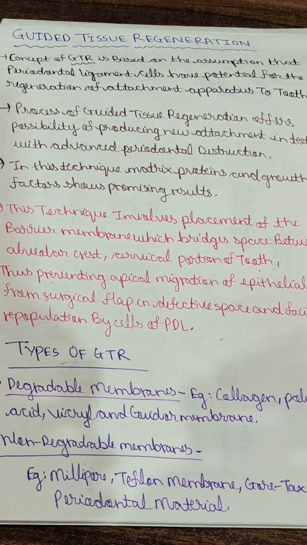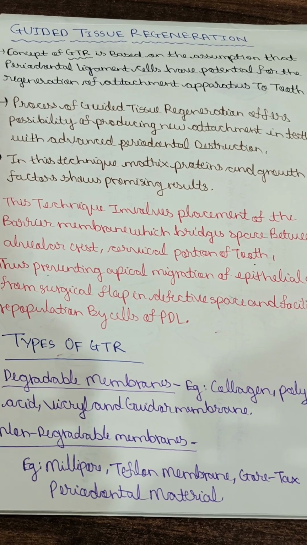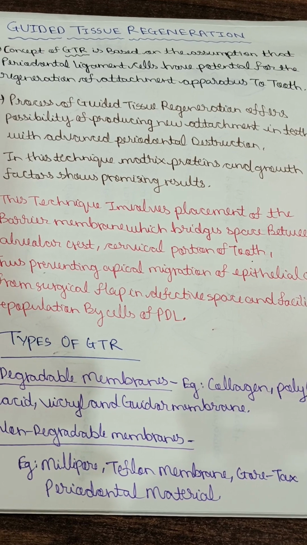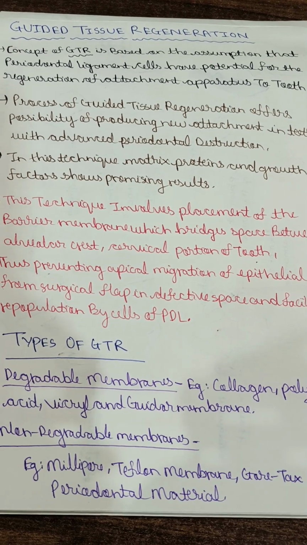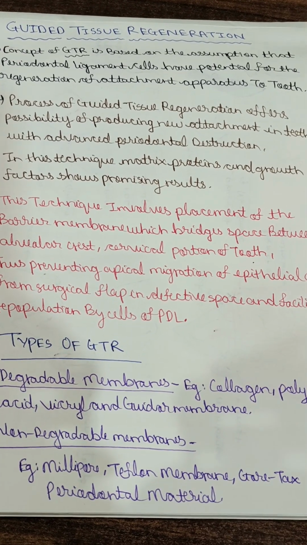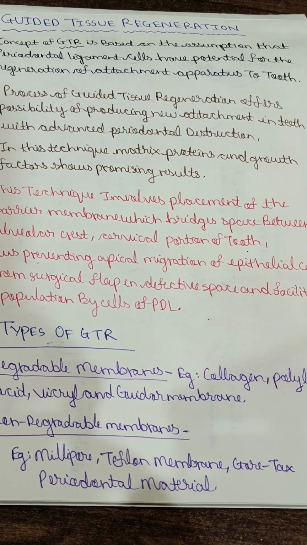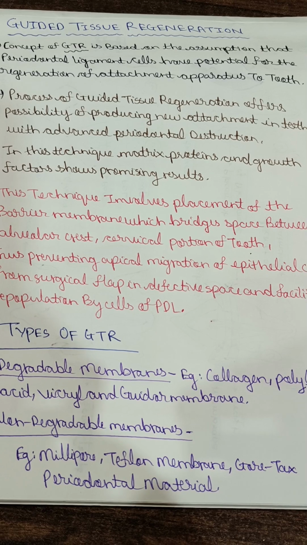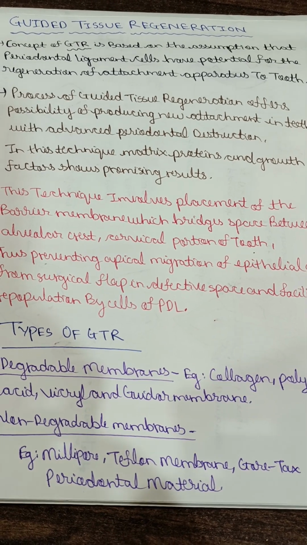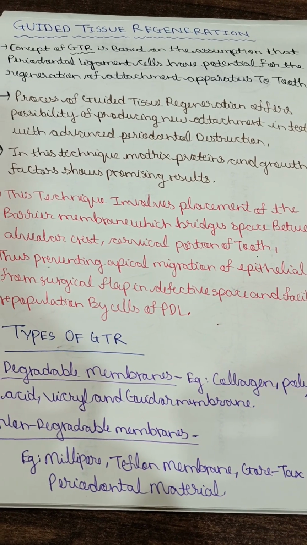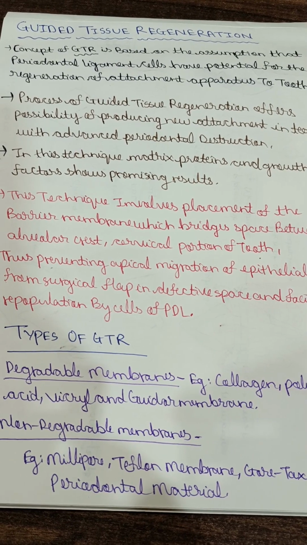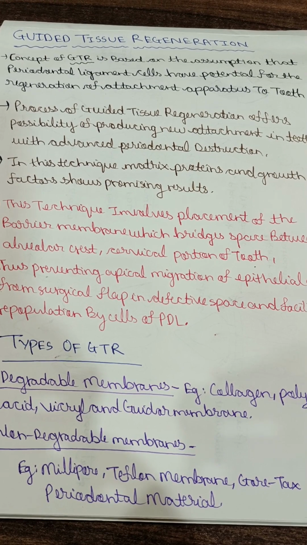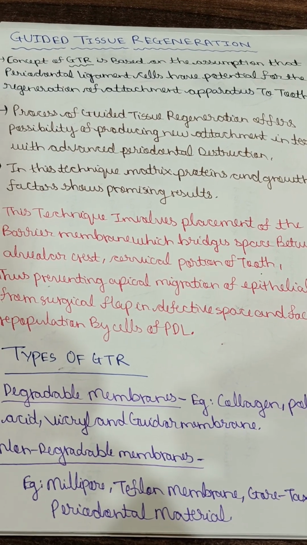Now let's talk about GTR, guided tissue regeneration. Now let me give you a brief idea. What is it? In GTR, the concept involves placing a barrier membrane. That barrier membrane may be resorbable, it may be non-resorbable. We will basically place that barrier membrane in between the bone and the gum. That is, the barrier membrane placement will be such that it only allows the growth of the bone and the periodontal ligament cells, but it excludes the gingival epithelium and the gingival connective tissue.